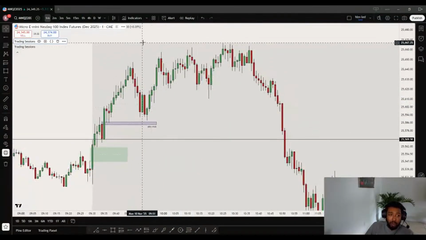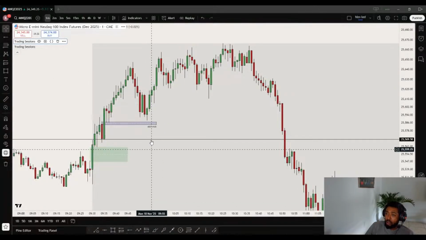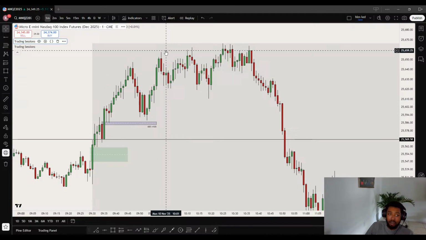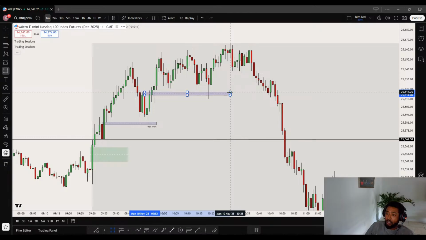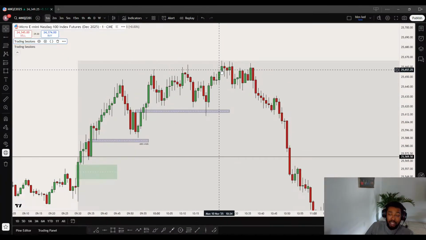So now it comes up, we take this high, we come back down. We are still respecting this order block right here. So let's break this down. We have this down close candle here, and you see how it closes here, comes down and rallies above. So we're still respecting this order block. We come up, we touch it.